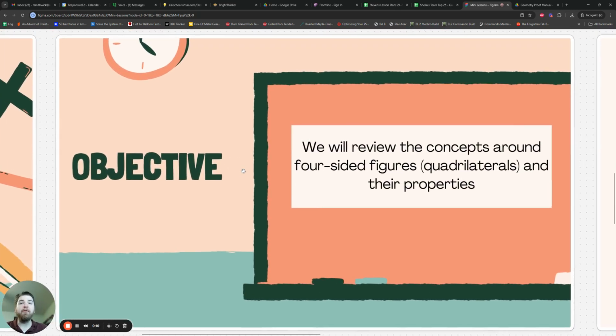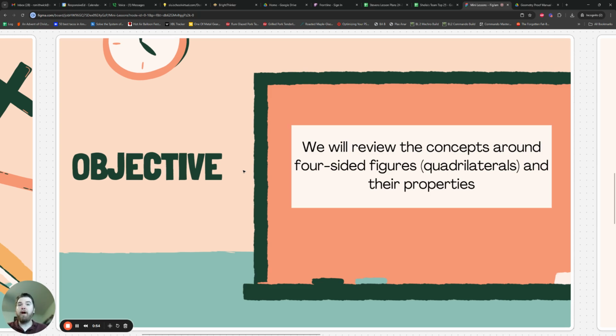First things first, the objective. We are going to be reviewing the concepts around a four-sided shape or four-sided figure, a quadrilateral, and their properties. Anything that is a four-sided shape, a parallelogram, a square, a rectangle, a rhombus, a kite, all of those different things have different properties. Like a square: all four of the angles are right angles. All the sides are the same. You've got two sets of parallel sides. The diagonals are going to bisect each other. They're going to cross at a 90-degree angle. So all of those are properties of a square.